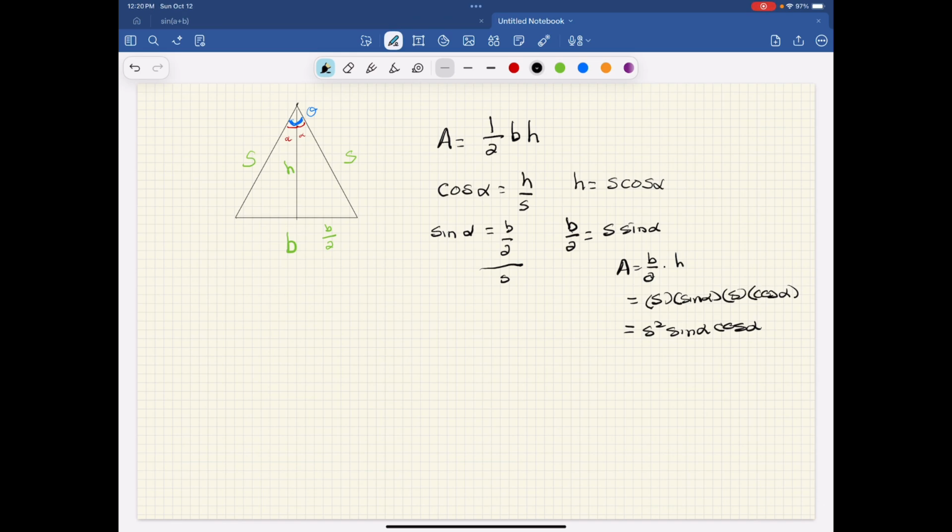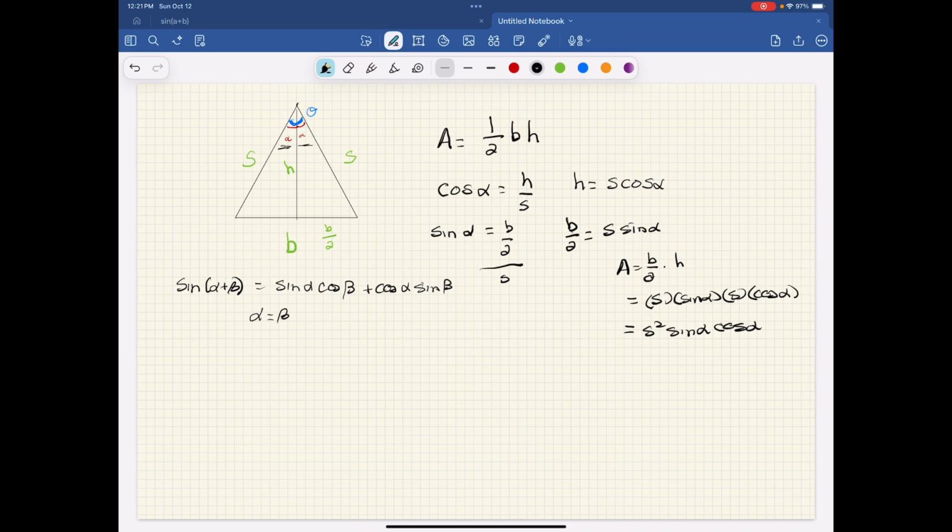Now we're going to remember something that we proved in an earlier video, and that is that the sine of alpha plus beta in general equals the sine of alpha cosine of beta plus the cosine of alpha sine of beta. But in our example here, we don't have alpha and beta as different angles. We have alpha equals beta because both of our alphas are the same, because that angle is just bisected.